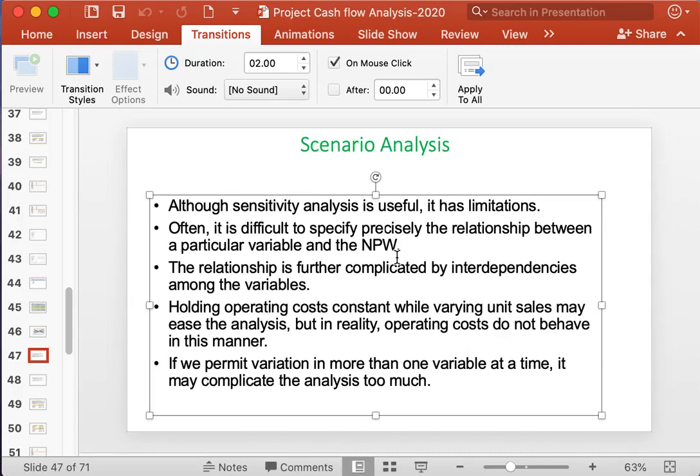So if such situations really happen, then the analysis made using the sensitivity method will not hold good, and it will not provide us confidence in making decisions about the investment.